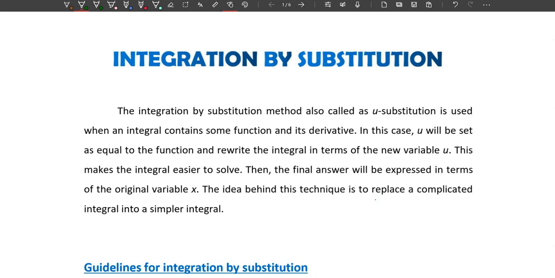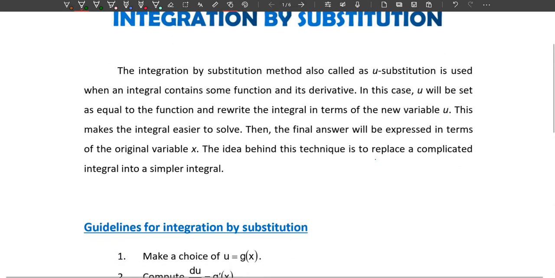That means, let's say the first question, we integrate with respect to x. The next thing that we will do is integrate with respect to u. This will make the integral easier to solve, and the final answer will be expressed in terms of the original variable. Let's say x, it will be in x; y, it will be in y.